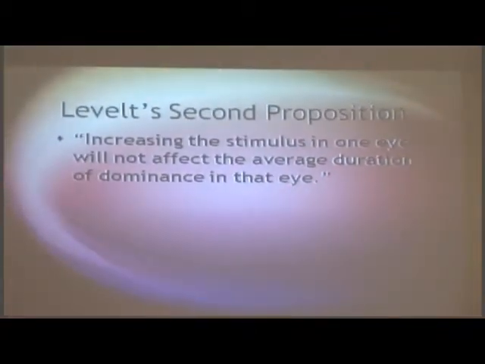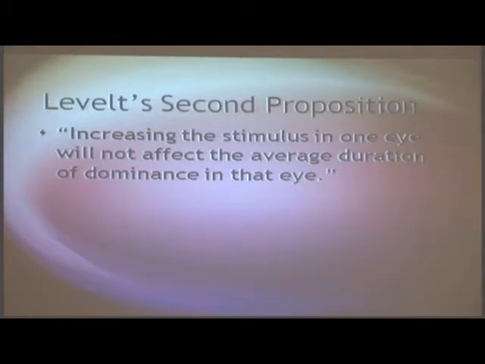Lebelt was a scientist who was very prominent in studying visual perception when the field was just starting, in the late 1960s. He proposed that increasing the stimulus in one eye will not affect the average duration of dominance in that eye. So, using the example of the face and the house again, say your left eye was seeing the face and the contrast was increasing in the face, but the house was staying the same. Even though you would think the time you see the percept in the left eye would change because the stimulus is changing, he says that the time will change in the right eye.